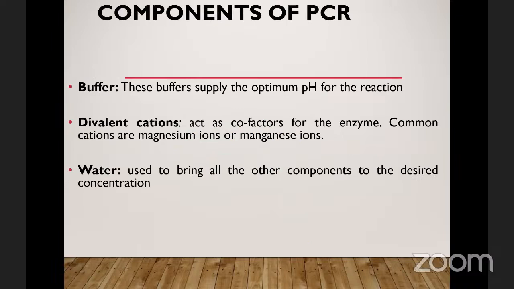Okay, so other components like the buffer supply the optimum pH for the reaction. Bivalent or divalent cations, as you may have to call them, like magnesium ion, serve as cofactor for the enzyme activity. I told you the major enzyme here is DNA polymerase, though you may have other enzymes that will also play a role, like RNA polymerase or whatever, depending on the type of PCR you are running. And then water is also a component in the PCR setup. Next slide.